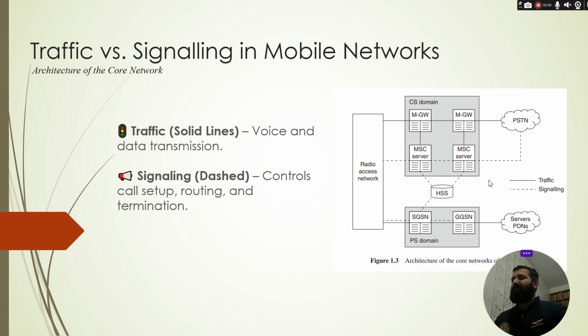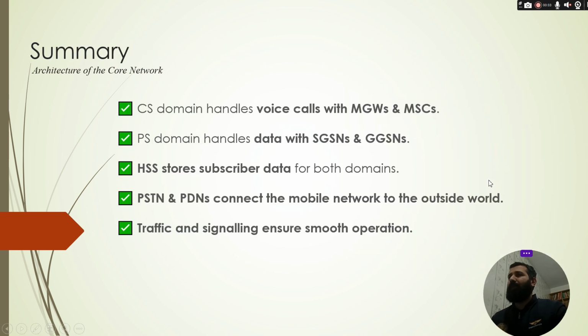Now let's summarize what we have done so far in core network. The CS domain handles voice calls using MGWs and MSC servers. The PS domain handles data traffic using SGSNs and GGSNs. The HSS stores subscriber data for both domains. The network connects externally to PSTN for calls and PDNS for internet.